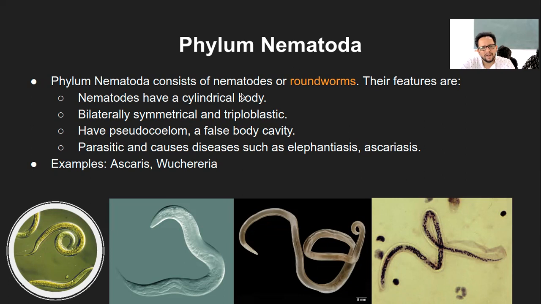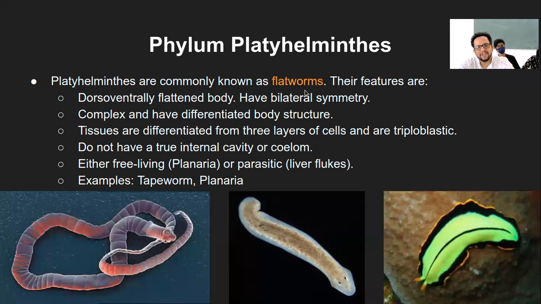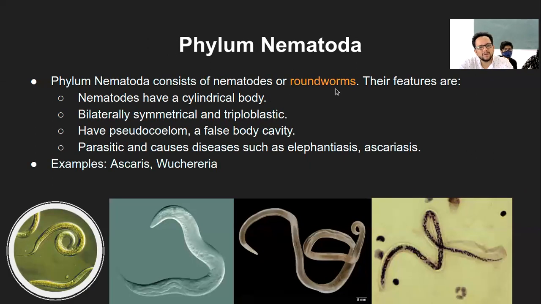A peculiar characteristic is the cylindrical body, bilaterally symmetrical, triploblastic. The only major difference between Nematoda and Platyhelminthes is that Platyhelminthes are flatworms and Nematoda are roundworms. Most of the other characteristics remain the same. They have a pseudocoelom, which is not a true body cavity. They can be parasitic and cause diseases like elephantiasis. That means growing like an elephant; this is called elephant foot. In that case, the foot will literally grow very huge, and that's why, when the infection happens, it's called elephantiasis.